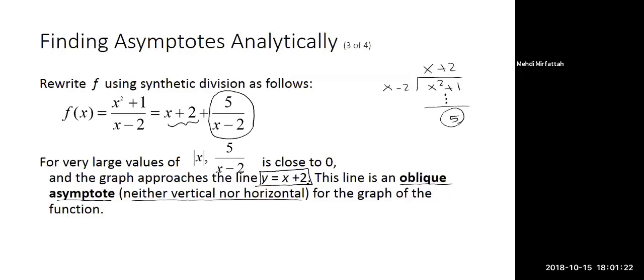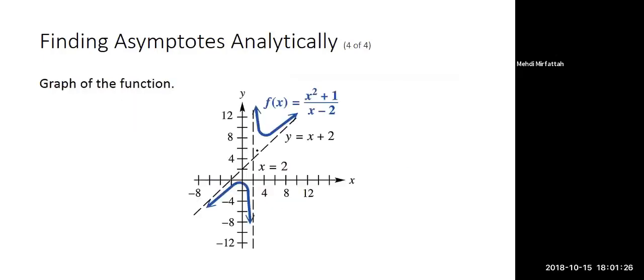y equal to x plus 2 is another asymptote. It's not a horizontal asymptote. It's not a vertical asymptote. So as you can see, your graph is going to get closer and closer to y equal to x plus 2 when you draw that. And we already found my other asymptote, x equal to 2. My graph is going to get closer and closer to these two asymptotes.